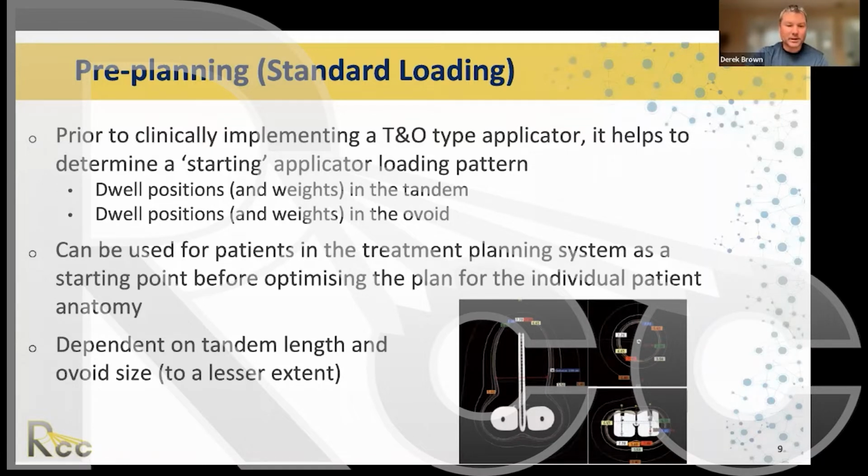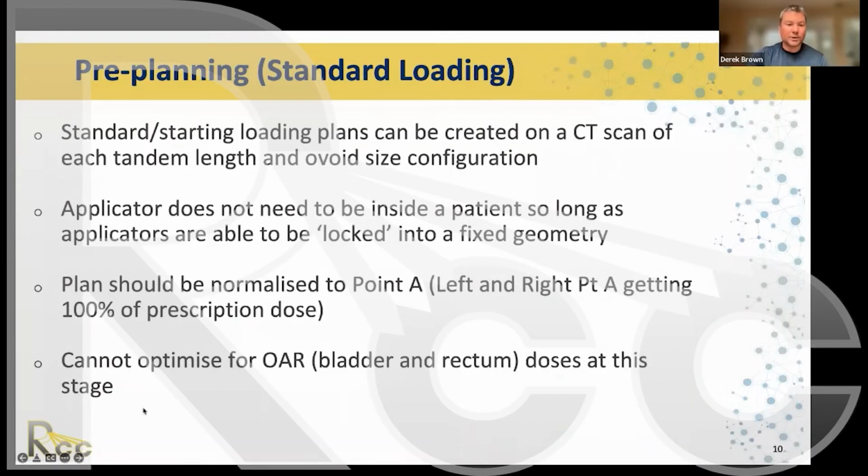So I didn't mention that earlier, but the ovoids also come in different diameters. And the standard loading patterns that we're going to use are dependent on those two things, which means we're going to need a standard loading pattern for every combination of tandem and ovoid that we're going to use clinically. So we can create these plans just on a CT scan. We don't need a patient at this point. The applicator does not need to be inside the patient.